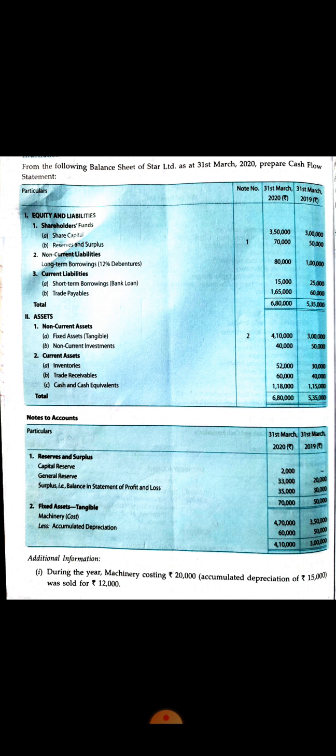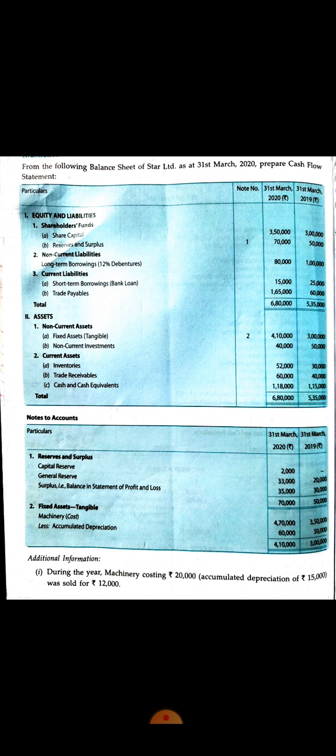5,35,000. Notes to accounts: reserves and surplus, capital reserve previous year 0, current year 2,000. General reserve previous year 20,000, current year 33,000. Balance in statement of profit and loss previous year 30,000, current year 35,000. Next, fixed assets, tangible machinery at cost previous year 3,50,000, current year 4,70,000, less accumulated depreciation 60,000, 50,000.